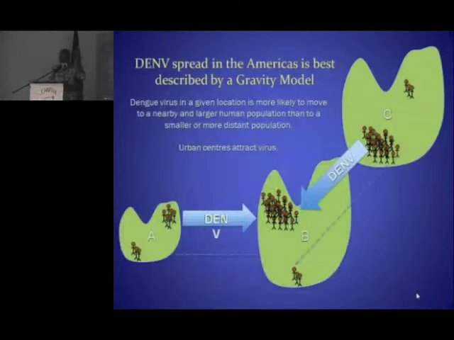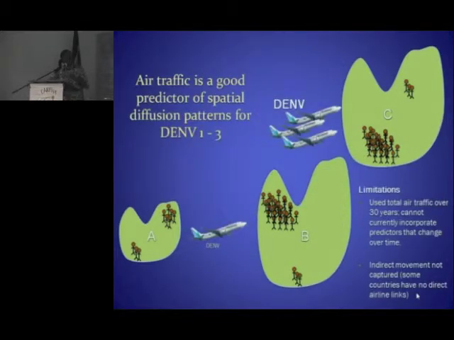So this whole pattern of spread in the Americas is best described by what is called a gravity model, where the dengue virus in a given location is more likely to move to a nearby and larger human population than to a smaller, more distant population. So basically you have urban centers attracting the virus. For dengue 1, 2, and 3, we also saw a good correlation with the amount of air traffic between regions. So air traffic seems to be a good predictor of spatial diffusion patterns.